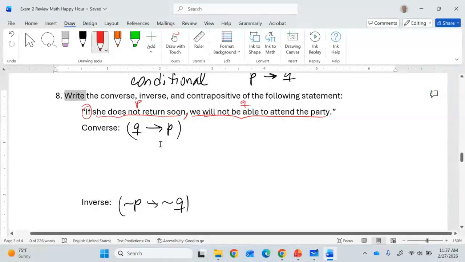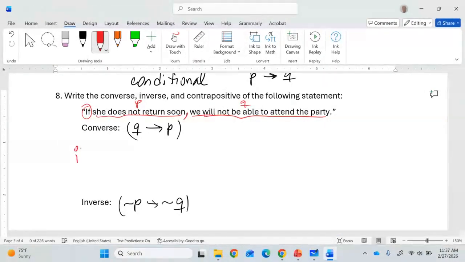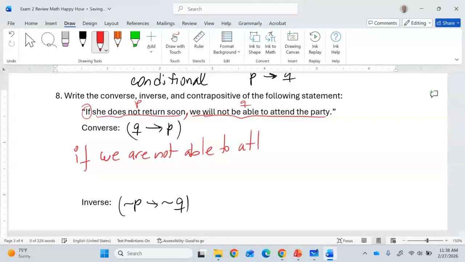To write the converse, just switch the order of those. So you could start with if we will not be able to attend the party. You could even change the tense of the sentence. Right now it's in the future, we will not be able to attend the party. So you could change it to: if we are not able to attend the party.